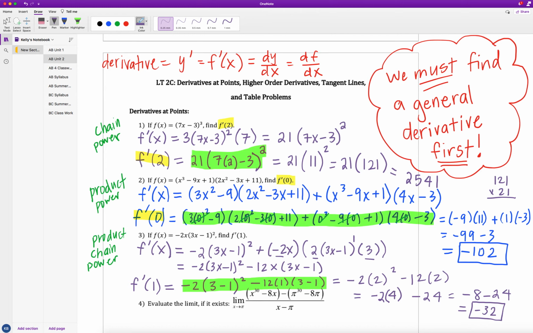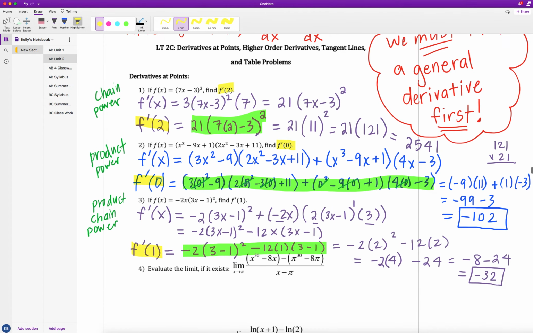So those were our first 3 examples where we were given a function and asked to find a derivative at a specific x value. And just to recap, to do that, we have to first find a general derivative. So on all of these, we found an f prime of x first, our general derivative, before we specifically found the f prime of 2 value, the f prime of 0, or the f prime of 1.